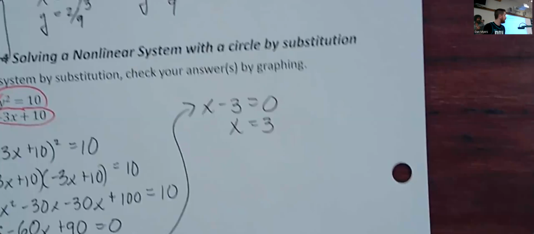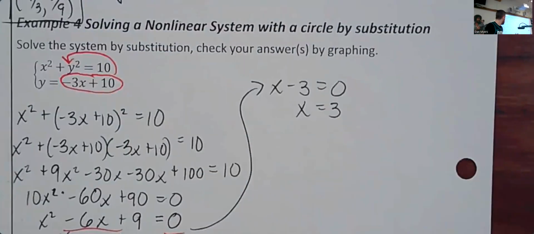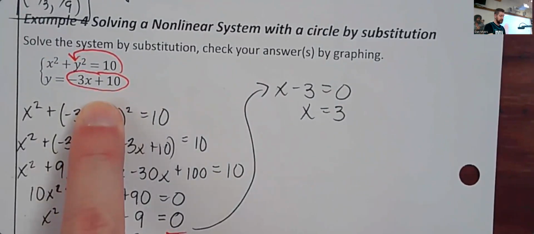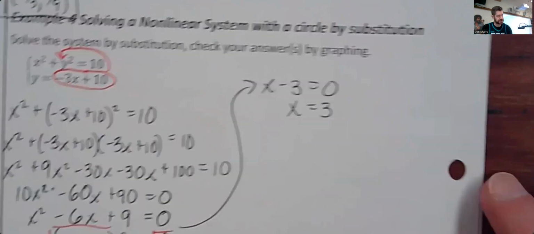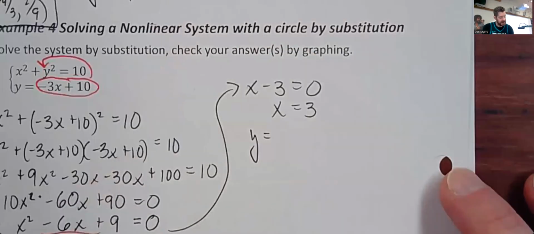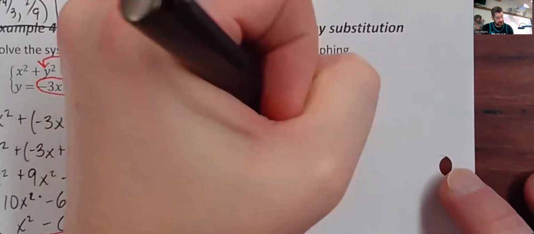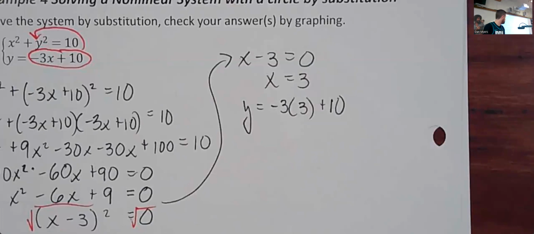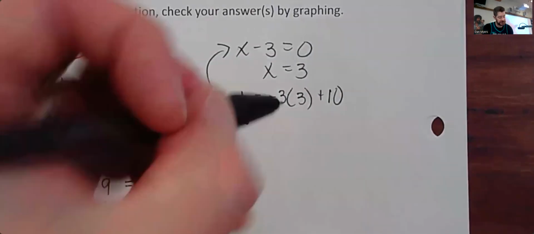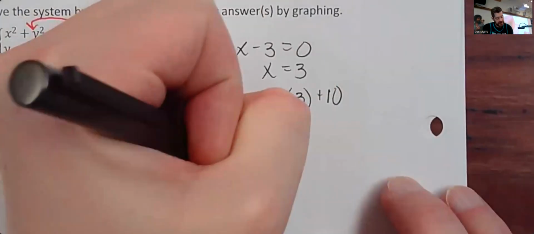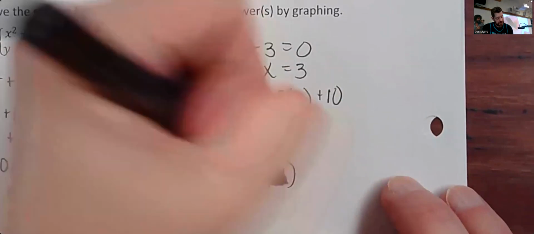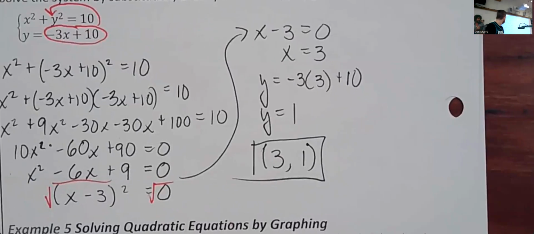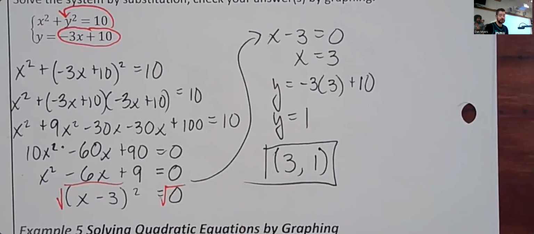If x equals 3, let's figure out the y value. It's going to be easier to figure out y if we plug it into the second original equation, because y was already solved for. So that'll be y is equal to negative 3 times the value of x, which is 3, and then plus 10. So that would be 1. Negative 3 times 3 is negative 9. Negative 9 plus 10 is 1, so y equals 1. So the answer, the point of intersection of that line and that circle is 3, 1.